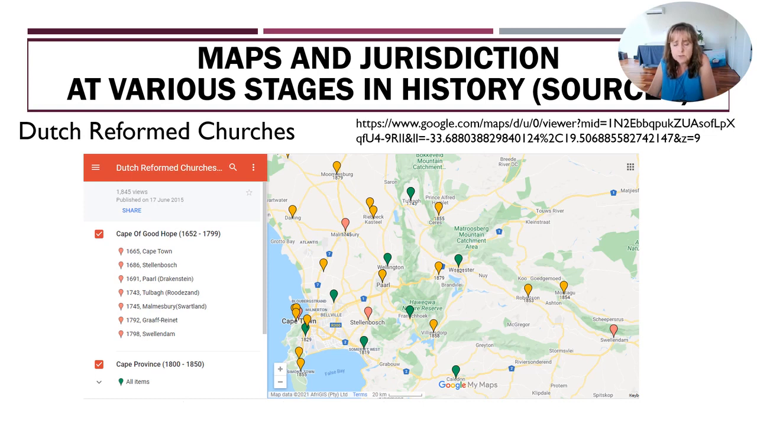The map legend also shows the Cape Province congregations established between 1800 and 1850. They are marked with green markers, and then between 1851 and 1900 with yellow markers.